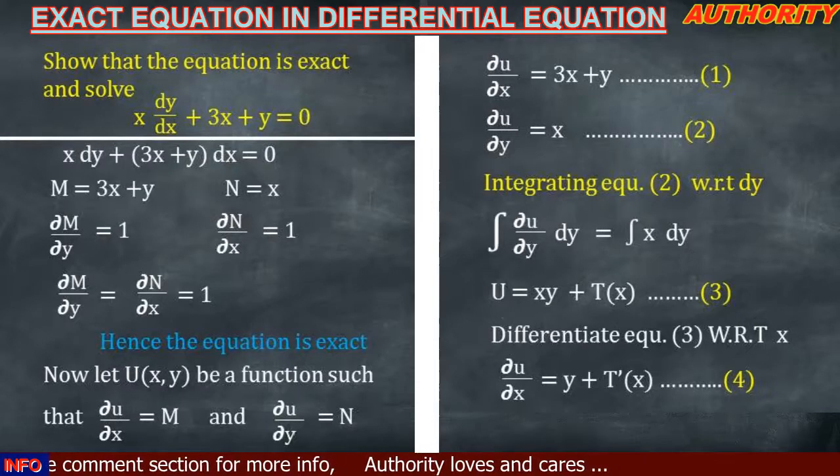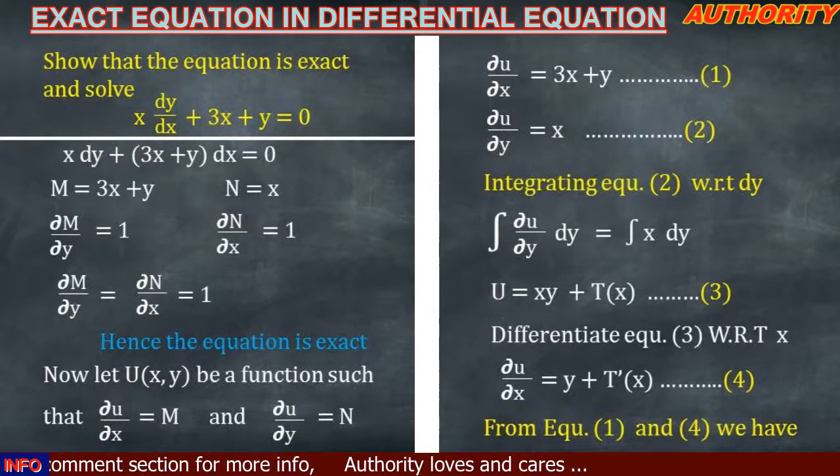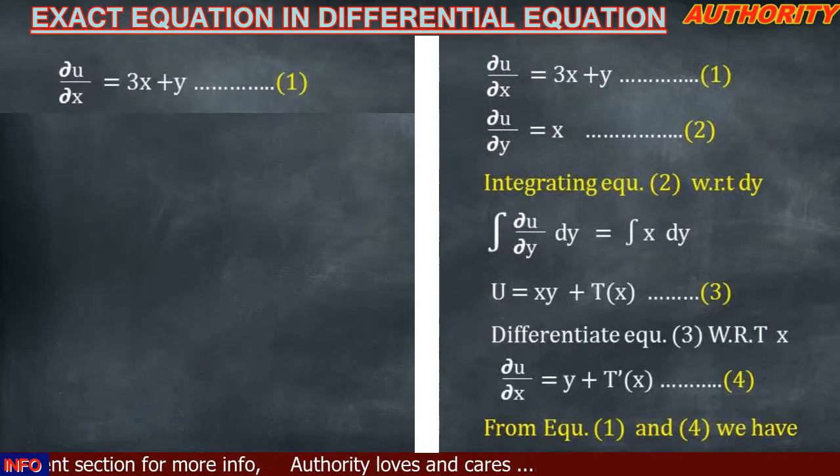Now let's go to equation 4. This is equation 4, right? Now let's go again. When we started, we said we are looking for the function u, such that the partial derivative of this function u with respect to x is called the letter m. And then after that, we have equation 1 and equation 2. So what did equation 1 say? Equation 1 says that the partial derivative of u with respect to x is equal to 3x plus y.